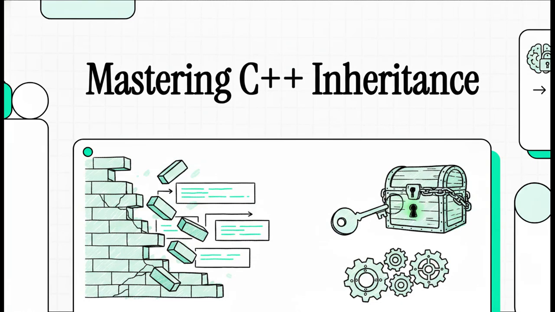Hey everyone, welcome. Today, we are tearing down the walls of C++ inheritance. We've all been there, right? You're staring at compiler errors, completely baffled as to why a subclass just cannot seem to access a parent's variable.